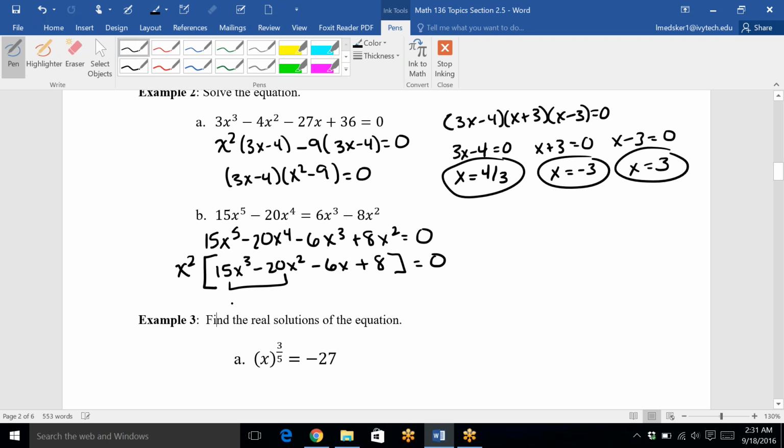Factor by grouping on the remaining pieces, pull out a 5x squared. That would leave us with 3x minus 4. Pull out a negative 2. That will leave us with 3x minus 4. All that's in a big bracket. Here's our x squared we pulled out. So now our factors are x squared, 3x minus 4, and 5x squared minus 2.